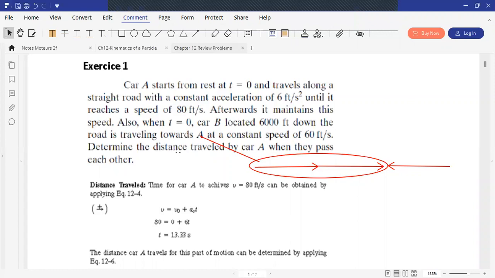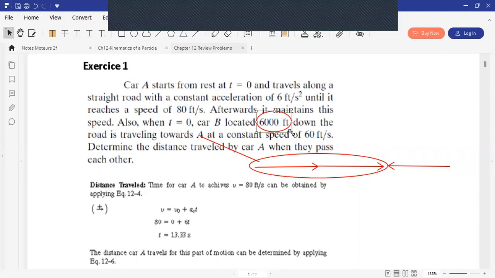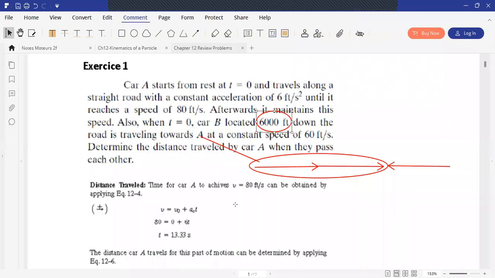A second method is to say, if they will meet, this means that the distance traveled by A plus the distance traveled by B is equal to the total distance separating A and B at the initial state, which is equal to 6,000. Now we will find the coordinates of A and B. We will start with A first. For A, you should pay attention that you have two phases, so you should find the equation of phase 1 and the equation of phase 2.